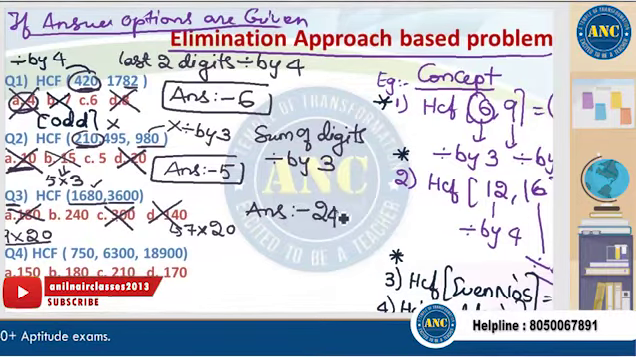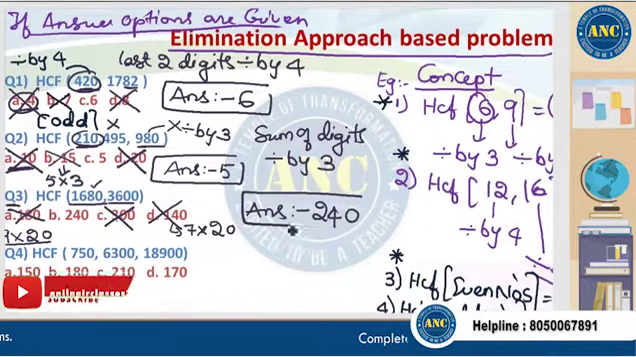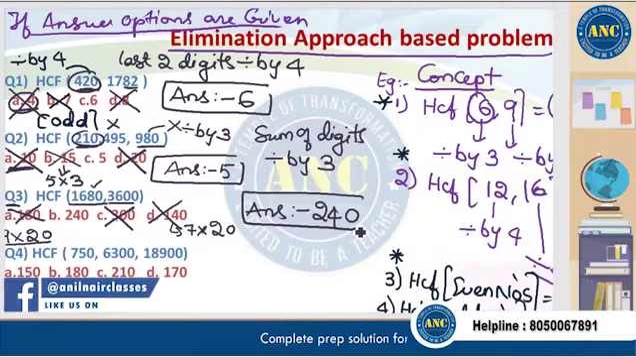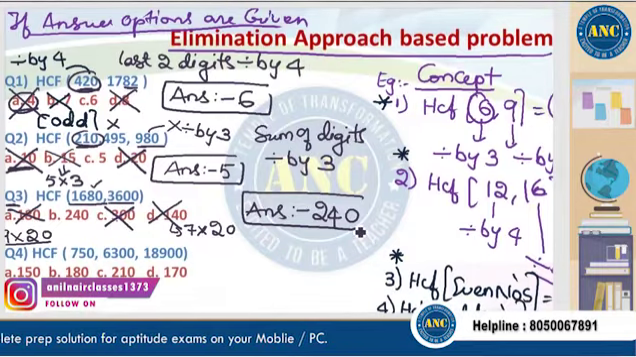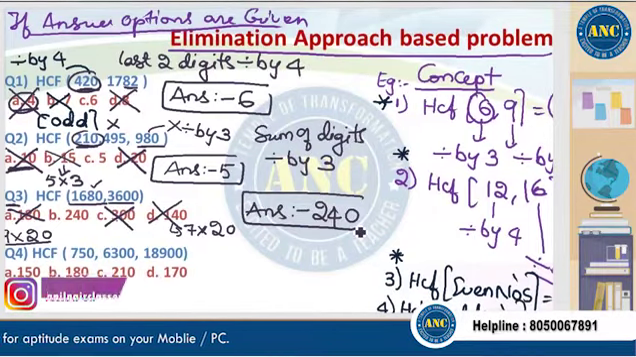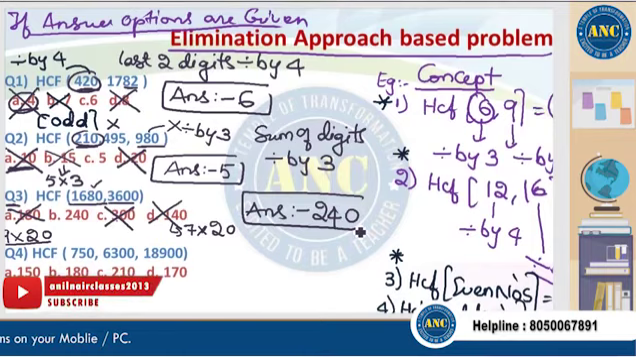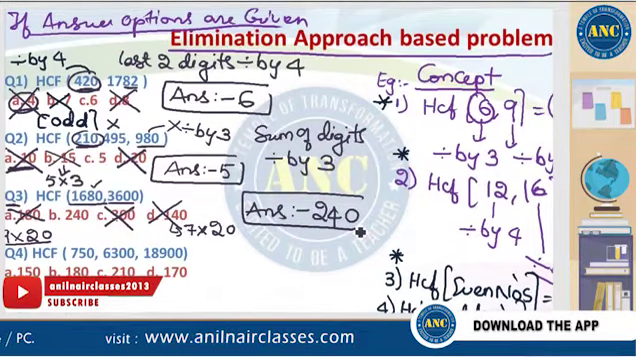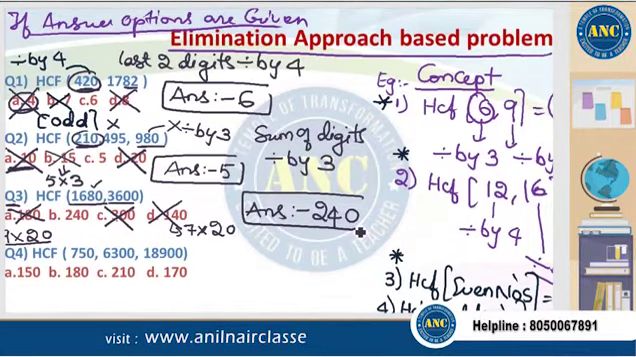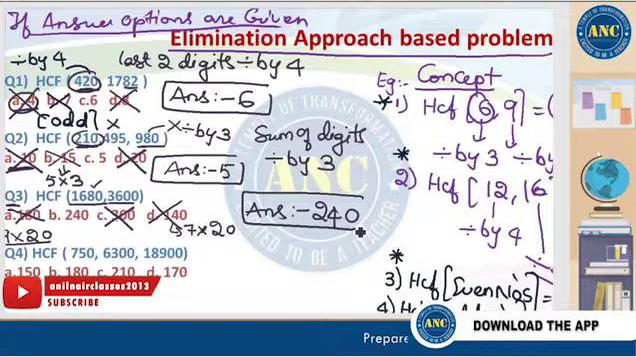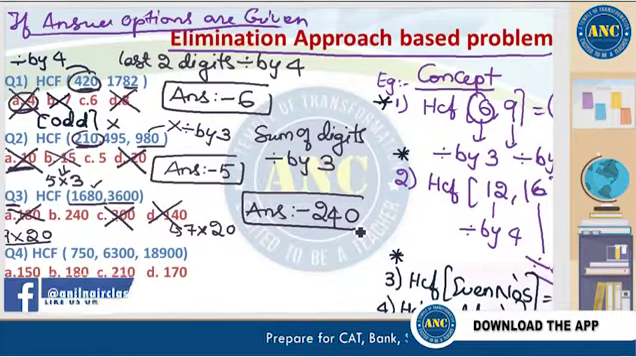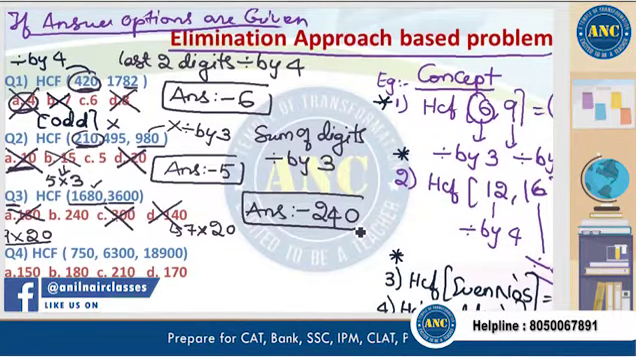I hope all the concepts are clear to you. We are assuming something in the answer and we are proving that it cannot be the answer and we are eliminating that answer. Again I am explaining. HCF of 1680, 3600. First option 180 is eliminated. How is it eliminated? 180 is 9 into 20. Answer is divisible by 9. 3600 is divisible by 9. 1680 is not divisible by 9.